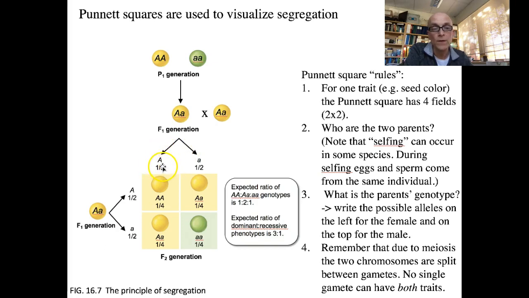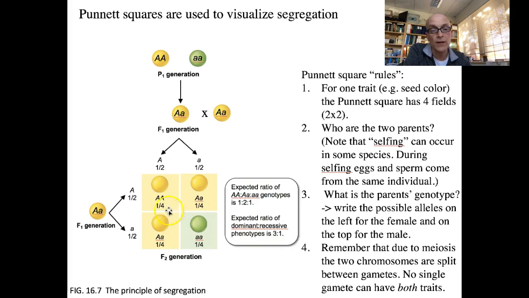So we'll put this here, and we put that here, and we put also this and that on the side, so that we know from one parent we're getting a big A and a little a, and from the other parent, this is the other parent, we also get a big A and a little a. And the book says here, expected ratio of big A big A versus big A little a versus little a little a is 1 to 2 to 1. That's the genotypes. These letter combinations, that's the genotypes.